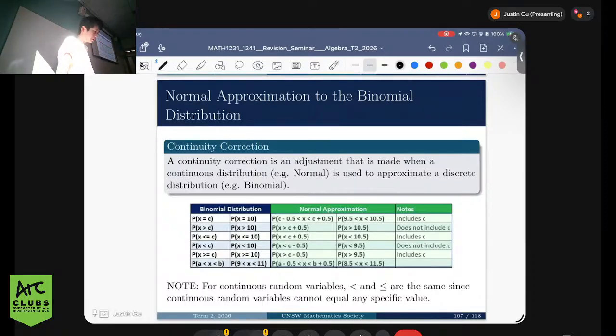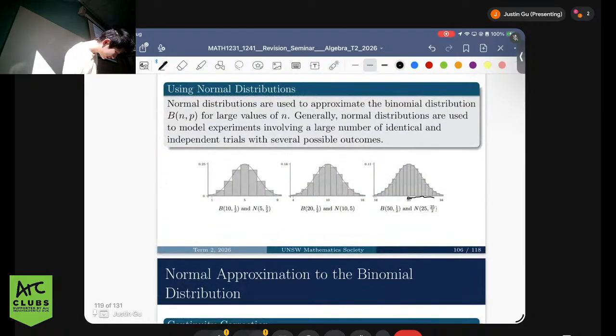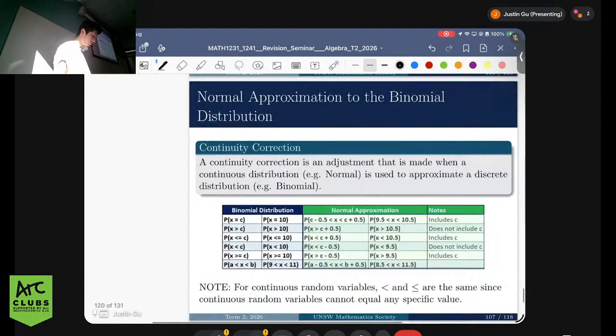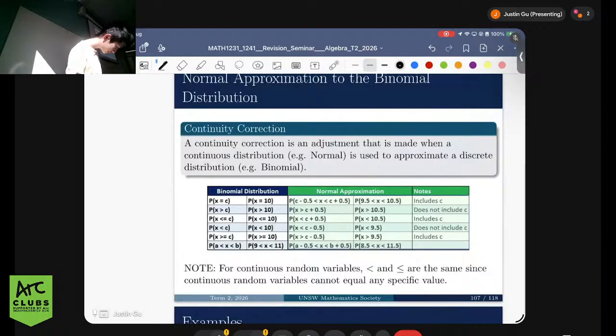So there's this thing called continuity correction, which is an adjustment that is made when a continuous distribution is used to approximate a discrete one, right? Because in this discrete one, we see that these bars have a thickness of 1. So when we transform it into a continuous one, we also have to account for that by either subtracting or adding 1/2. And the cases are given here. Sorry if this is fast, I'm trying to get through everything.